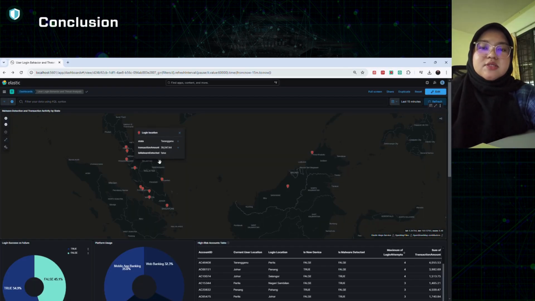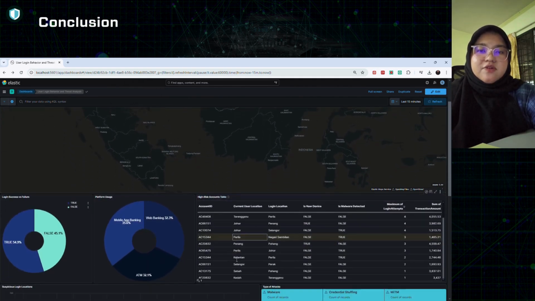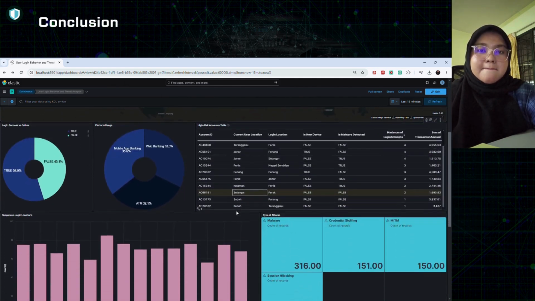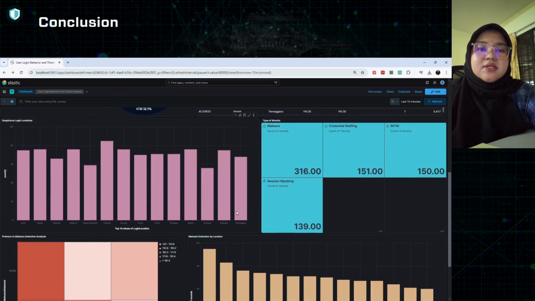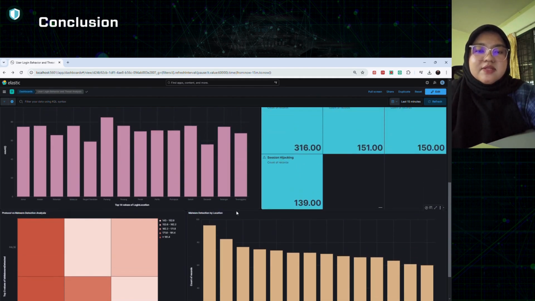So for the conclusion, this project focuses on finding and studying high-risk accounts to improve the safety and the reliability of banking systems. It looks at important factors such as login success rate, platform usage, location differences, new device login, malware detection, and transaction patterns. These help to identify the possible risks and suspicious activities.